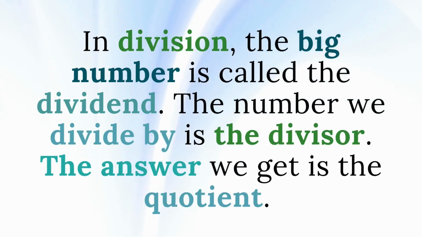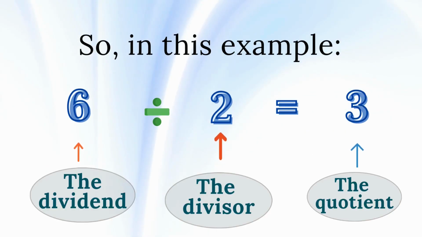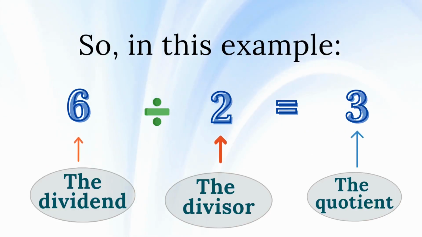In division, the big number is called the dividend. The number we divide by is the divisor. The answer we get is the quotient. So, in this example, 6 divided by 2 equals 3. Here, 6 is the dividend, 2 is the divisor, and 3 is the quotient.